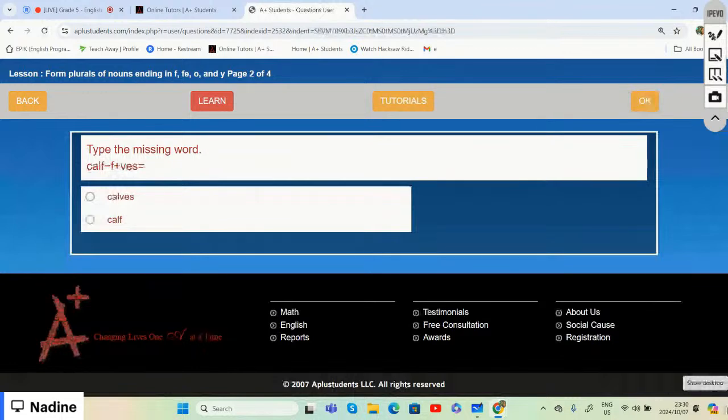The next one says we need to type the missing word. We said if a word ends with an F, but the sound, if we want to show that there's more than one, is a V, then it means that we must add VES. So do we say it is option one, calves, or option two, calf? Option one or option two?